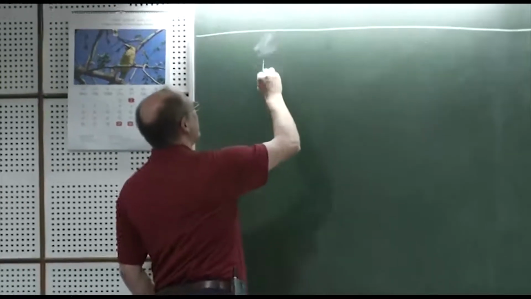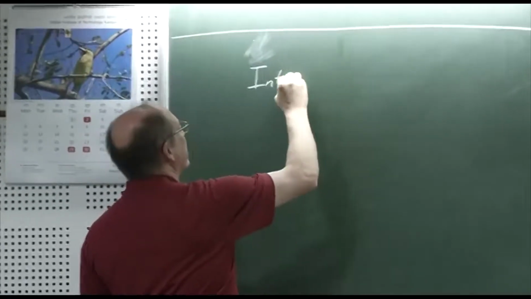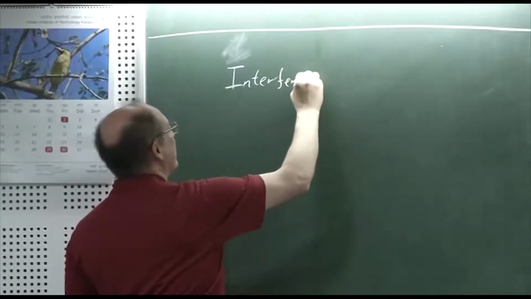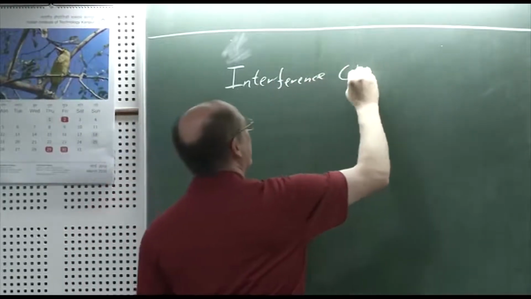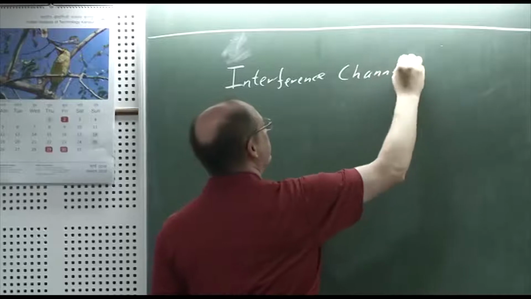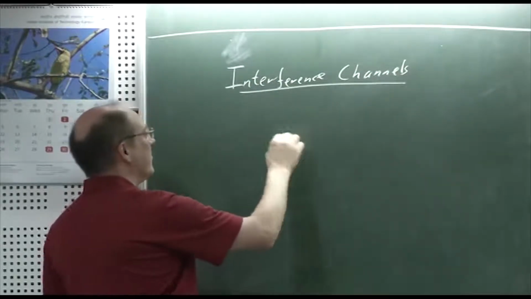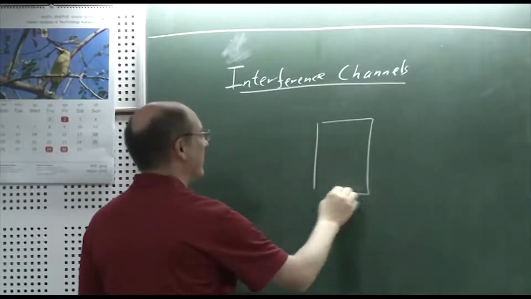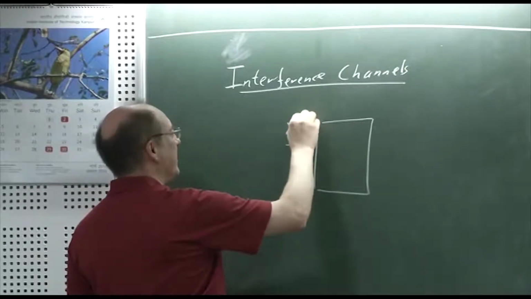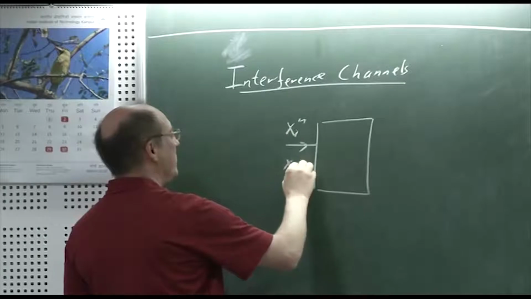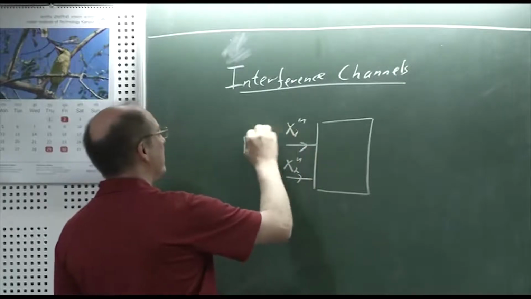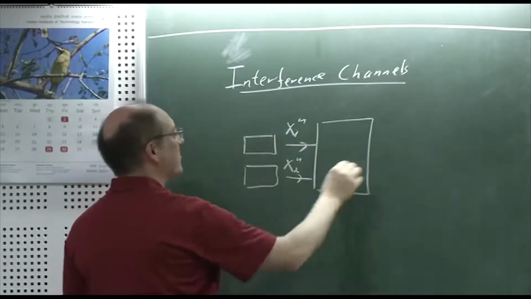So I just want to do the review on interference channels. Just quickly what we discussed yesterday. And so just again to start the model, we had a channel with 2 transmitting terminals and 2 receiving terminals.